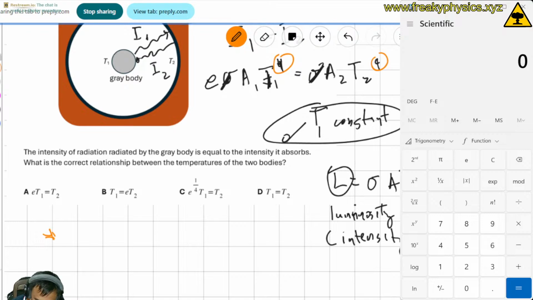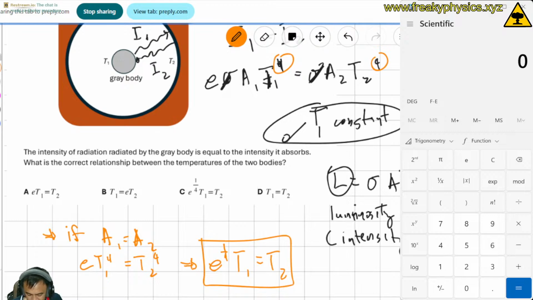So I'm just going to write it here again. If A1 equals A2, then we have E T1 to the 4 equals T2 to the 4. Because of the 4, we take the fourth root, right? So what's the fourth root of the emissivity? That's going to be E raised to 1/4. T1 equals T2. It's only because of the format of the answers. Okay. So the answer is C.